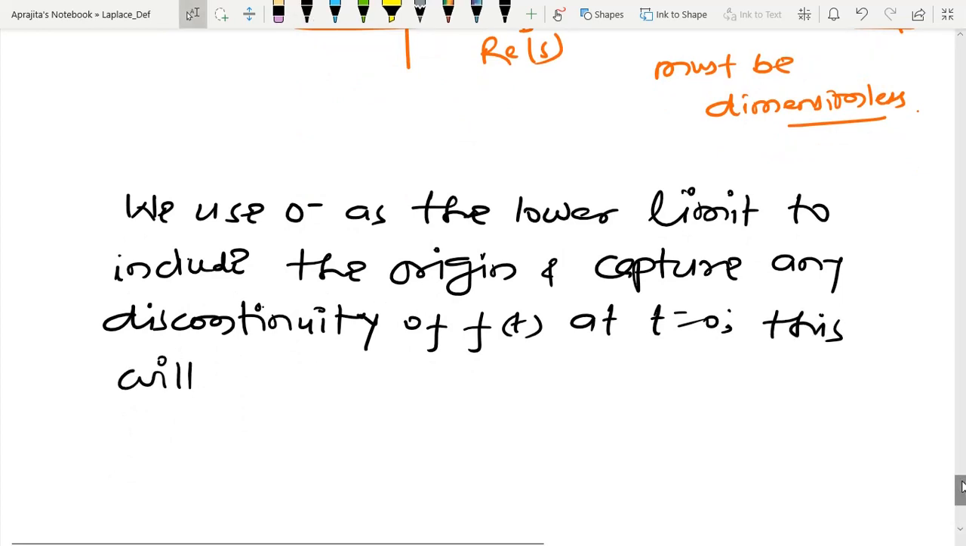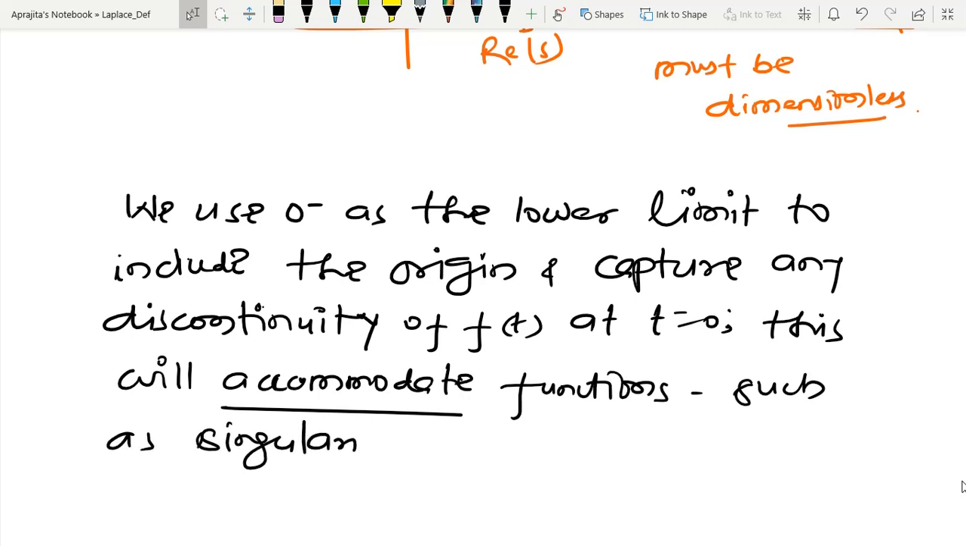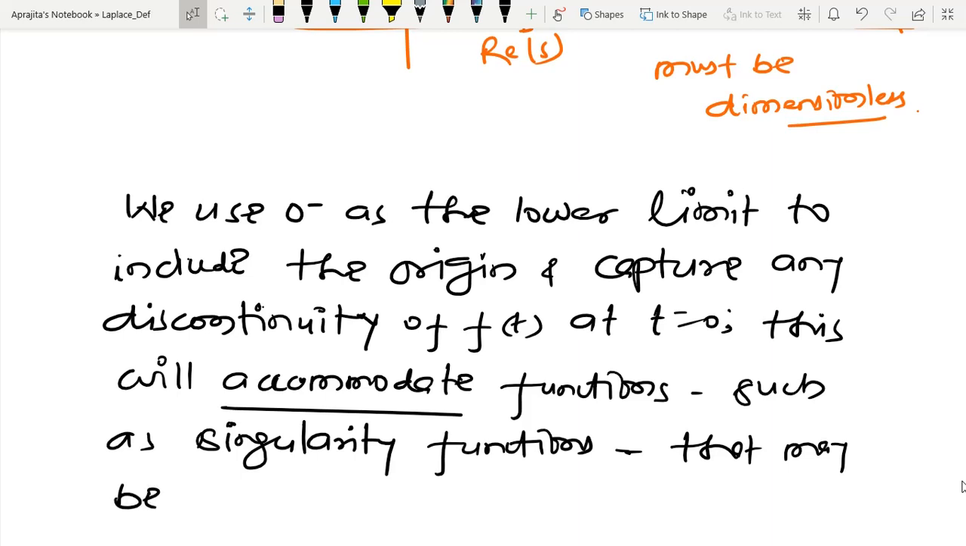This will accommodate functions, and we have already talked about the singularity functions, and we have defined singularity functions as those classes of functions which are either discontinuous or whose derivatives are discontinuous, functions that may be discontinuous at t equal to 0.